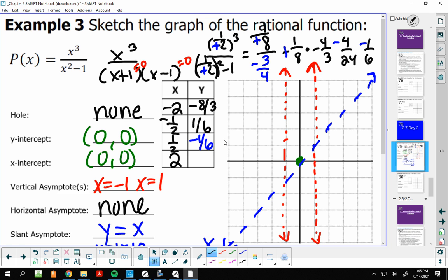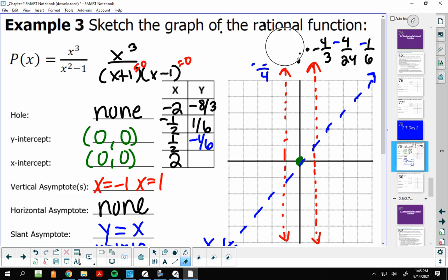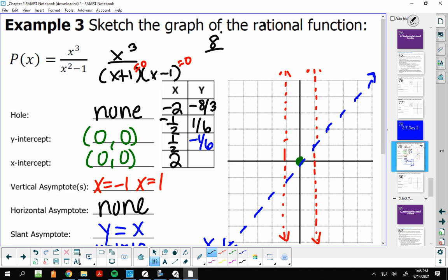Okay. Now let's plug in 2. 2 cubed is 8 over 2 squared is 4 minus 1 is 3. So there we go, we got the positive 8.